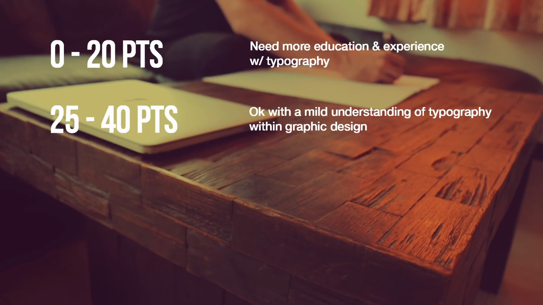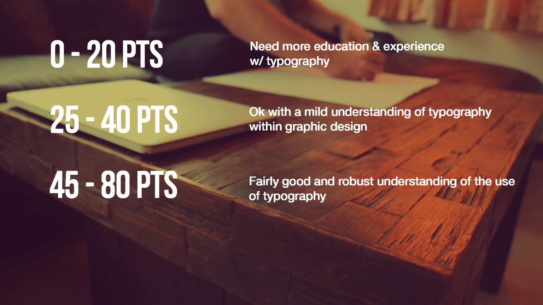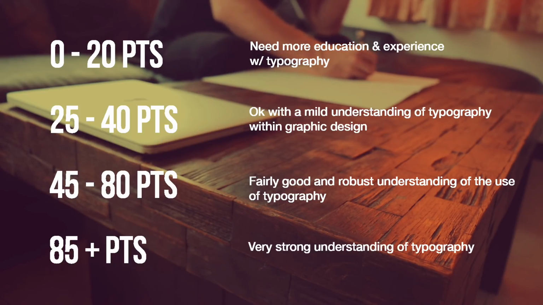If you got 25 to 40, that's still a bit of a low score, but it does show that you have some understanding of typography. Now 45 to 80 is a pretty decent score that dictates you have a fairly good understanding of typography in graphic design. And I would suggest anything above 85 is a pretty high score, so congratulations.